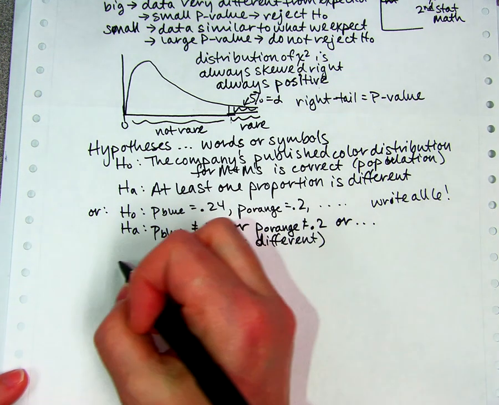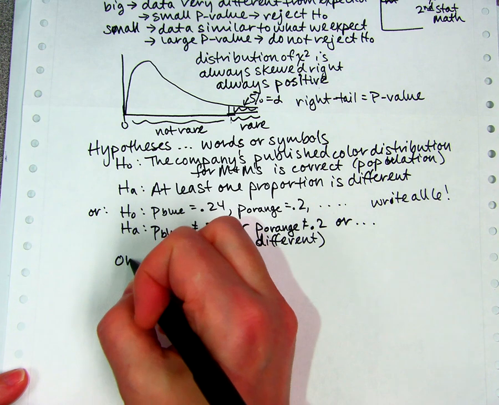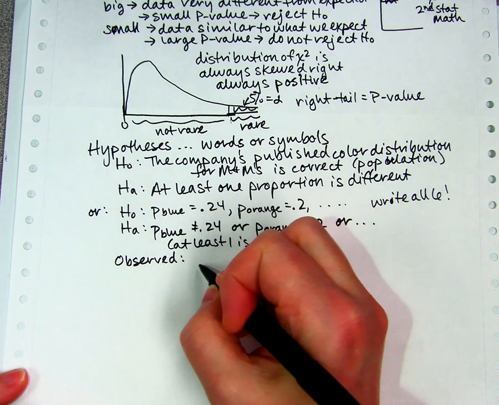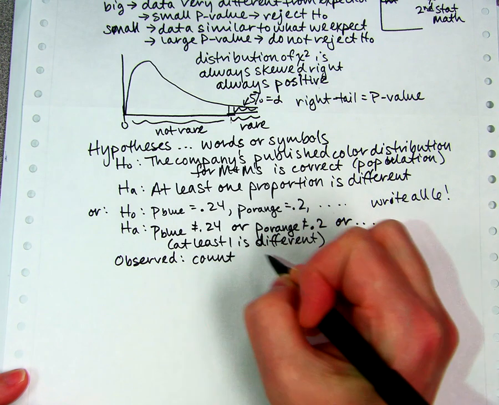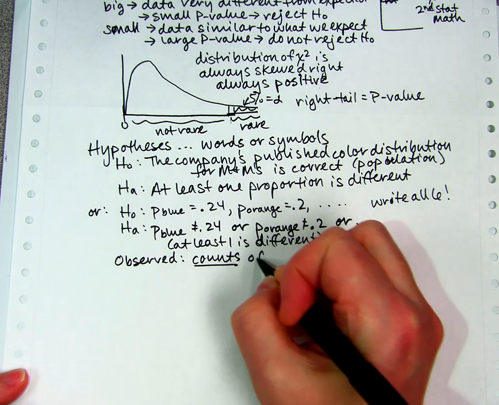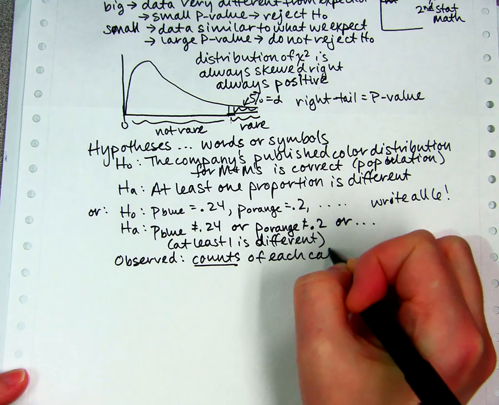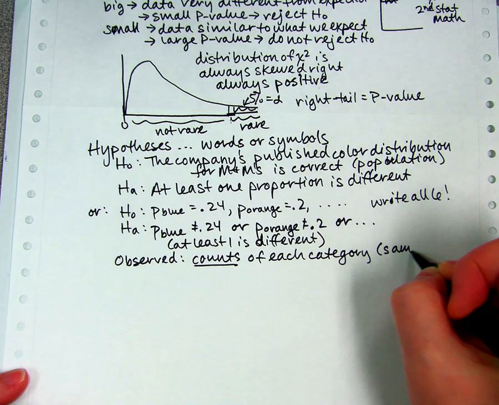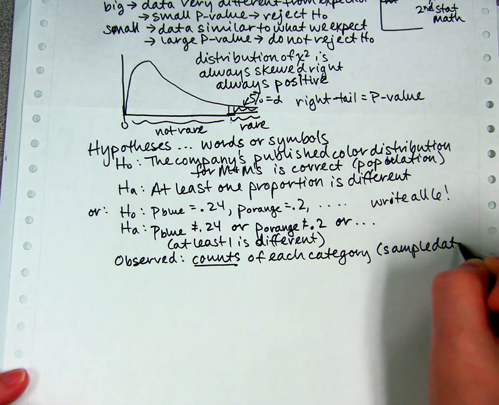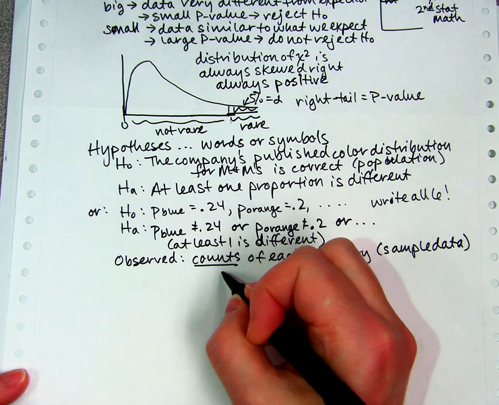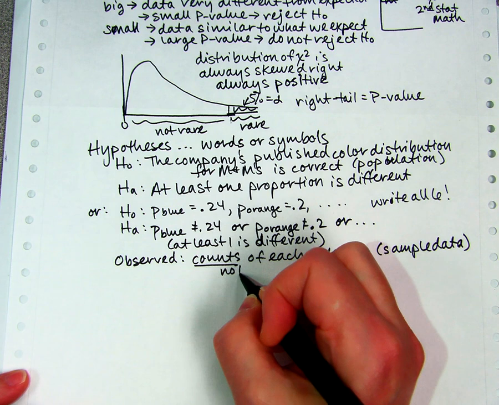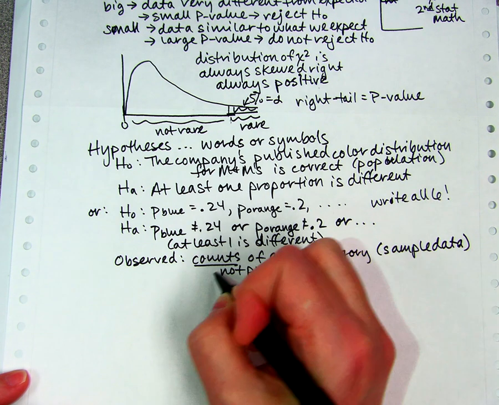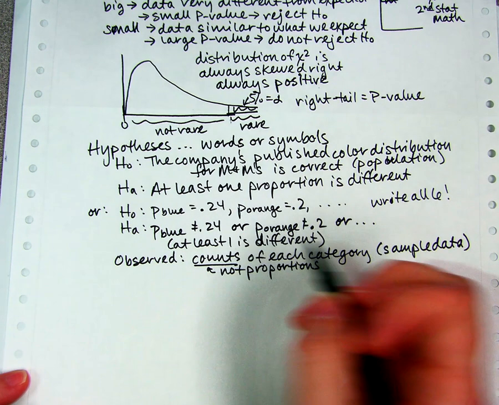So our observed data, we've already talked about this a little bit, is the counts of each category, not the proportions. So we're talking about the sample data. And notice that it's not the proportions that we're worrying about. We're worrying about the counts. Our null hypothesis is about the proportions.